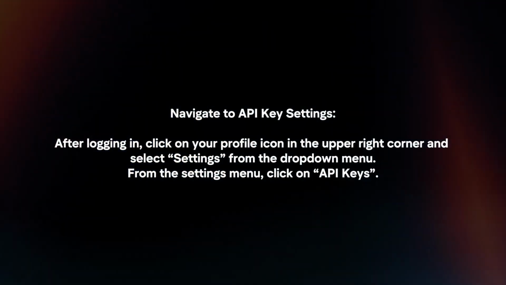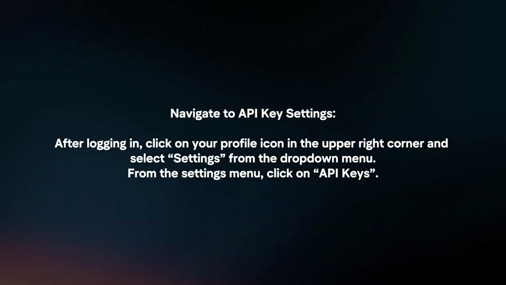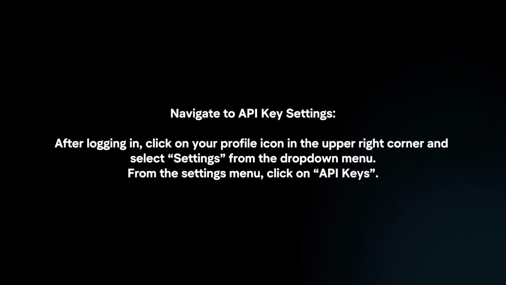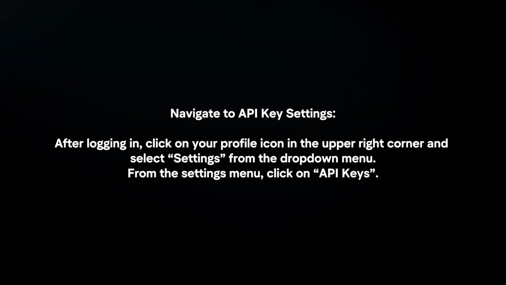Navigate to API key settings. After logging in, click on your profile icon in the upper right corner and select Settings from the drop-down menu. From the Settings menu, click on API Keys.